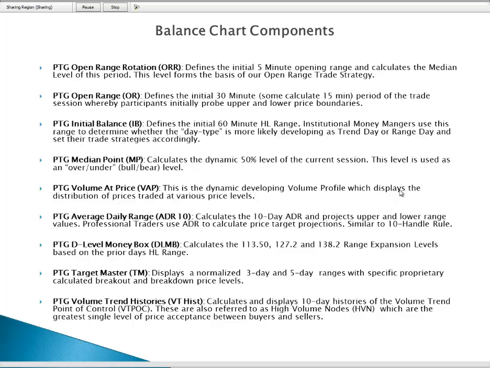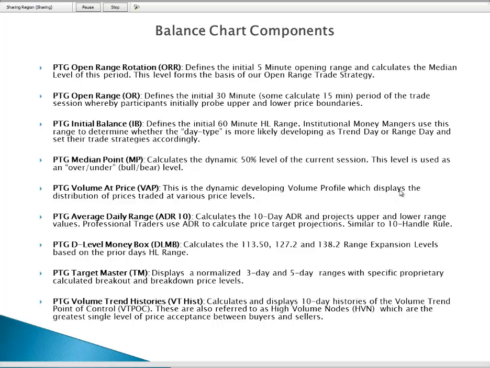And then the last one that rounds out the components is the volume trend histories. VTHIST is what it'll look like on the chart, and this calculates and displays 10-day histories of the volume trend point of control. They're also referred to as the high volume nodes for each day, and they're the greatest single level of price acceptance between buyers and sellers.